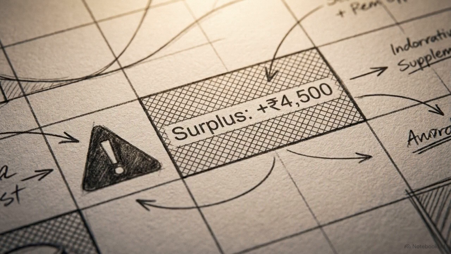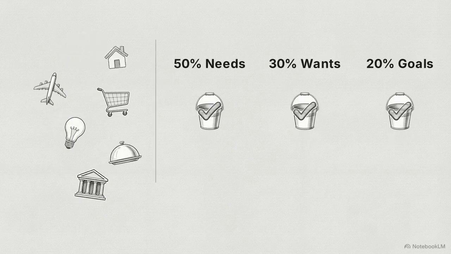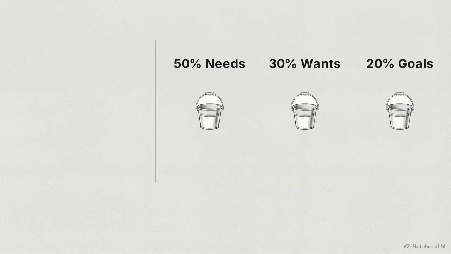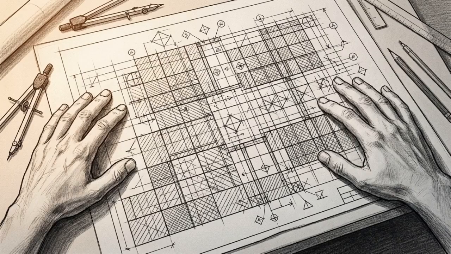If you finish your subtraction and have a surplus, do not leave it unassigned. Immediately allocate those leftover funds to a specific target, like a sinking fund for your next server upgrade. By combining the 50-30-20 rule with zero-based math, you transform abstract income into a precise tool. This ensures your earnings aren't wasted on undocumented spending.